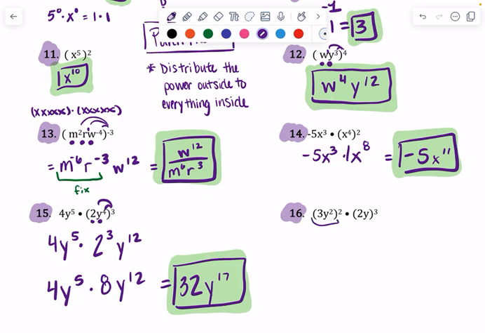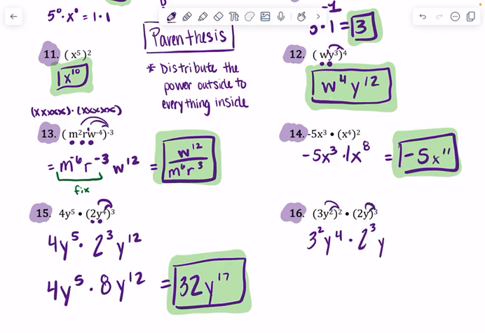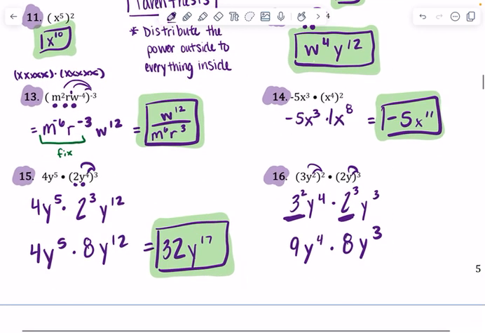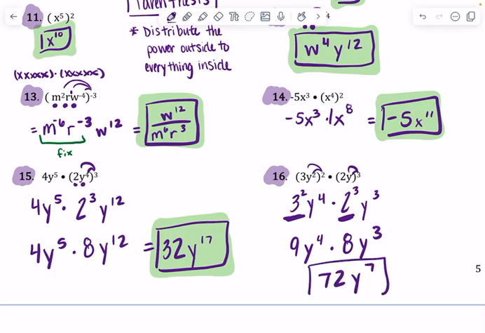Number 16. Have to get each of these separately before you can try to multiply anything. So 3y squared, distribute that in there to both. So 3 squared, 2 times 2, y to the 4th, times 2 to the 3rd, y to the 3rd. All right. Evaluate or get the numbers so that you guys can multiply those coefficients together. So 3 squared will be 9, y to the 4th, times 2 cubed is 8, y to the 3rd. 9 times 8 is 72, total of 7 y's, 4 plus 3.